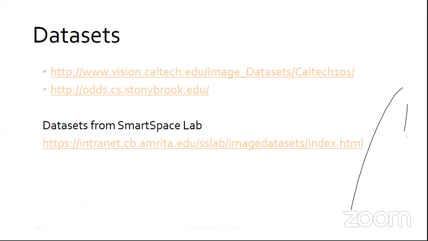So there are a lot of data sets which people can have a look at for your understanding. As I told you, Caltech is one good data set. Then Stony Brook is another data set. Then we also have a data set which we got from Amrita, which is on the Smart Space Lab, which is also open to the public. But we are trying to improvise the data set for discussions. So that's all from my side.